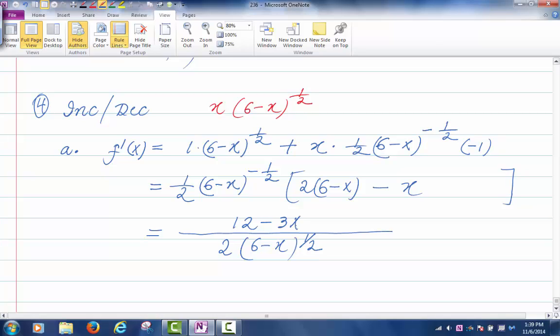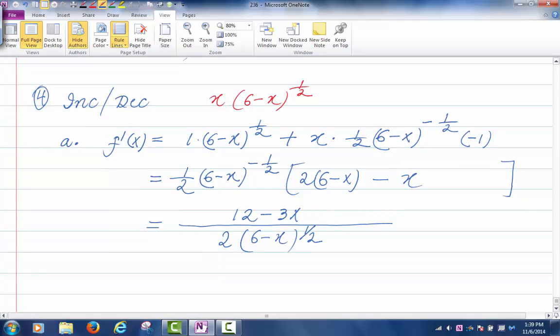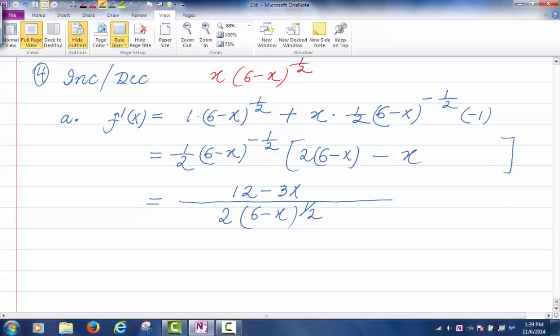12 minus 3x. Are we okay with that? Okay, so I simplified the derivative. And usually, if you make mistakes in this problem, it is right here. When you try to simplify something, you make mistakes, and then your answers will be wrong. So it's important that you do the problems to make sure you have enough practice with the algebra.